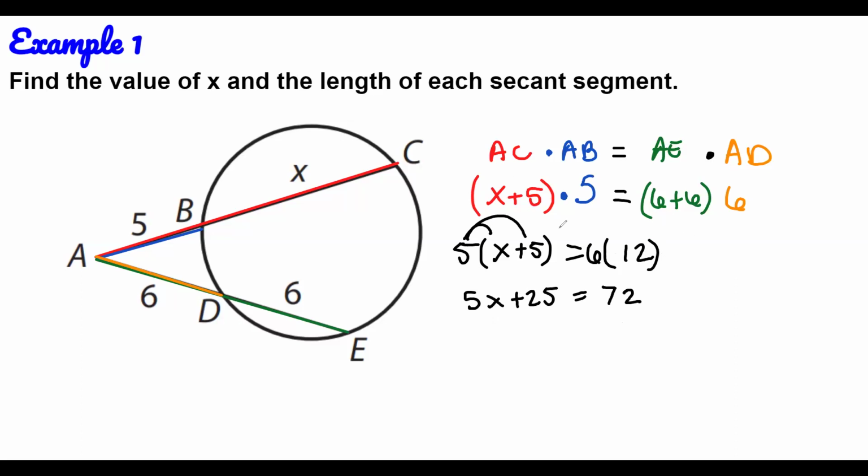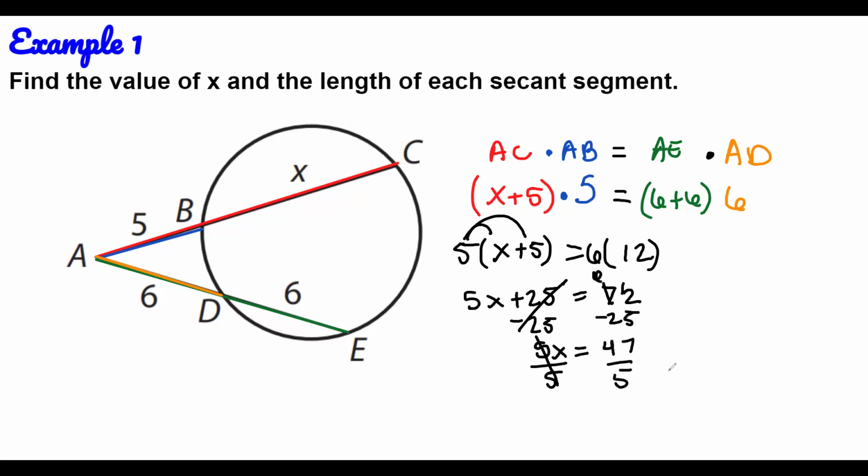We can do our inverse operations. What's our first inverse? Subtract 25. We're left with 5x equals. If we need to borrow, guys, we have 6, 12. 12 minus 25 is what? 47. 72 minus 25 is 47. And divide by 5.